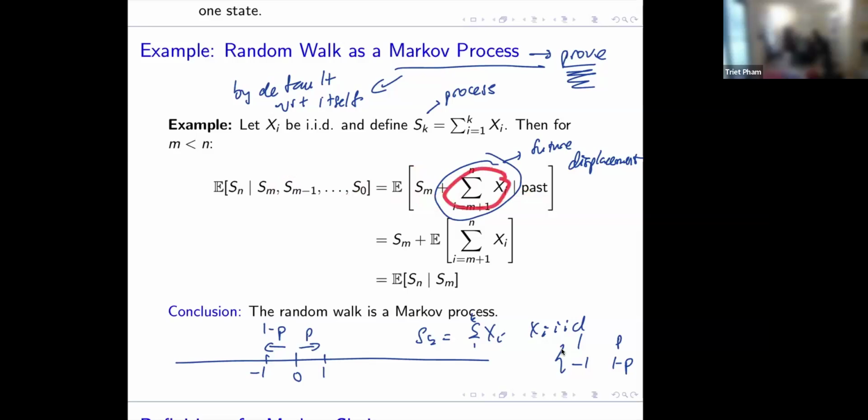The Xi are independent of the past because this is movement from time m+1 onward. That's why it comes out as an expectation, and then this is just a number. You can repeat the same process with this and get the same expression. That's kind of a shortcut. If you repeat the same calculation, same history, same argument, you'll get this. That's why these are equal, and that's why it's Markov. Okay, any question here?